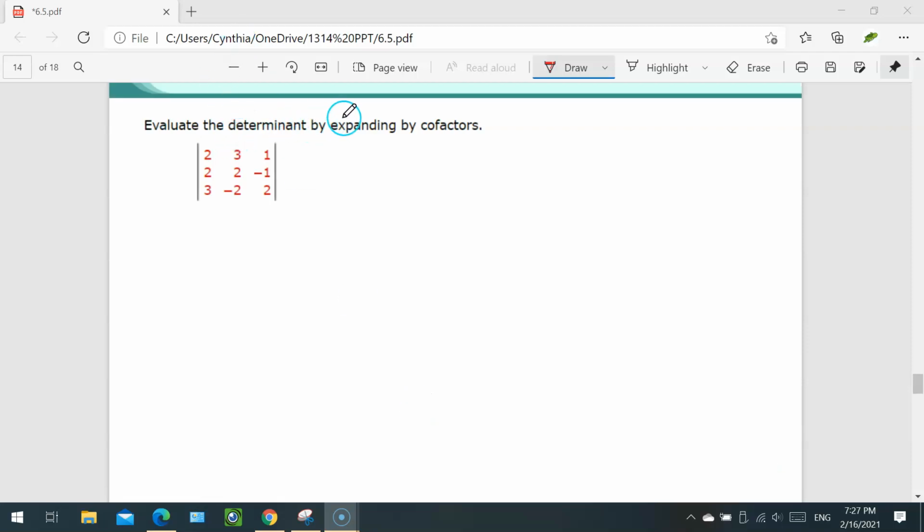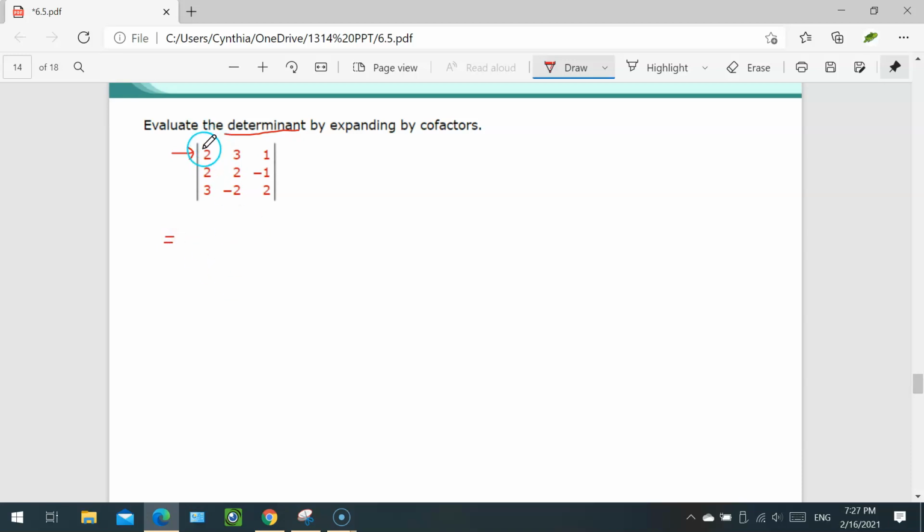Evaluate the determinant by expanding by cofactors. So we solve, which means we are finding the determinant. That's the purpose we learned the cofactor and the minor. So with this example, I'm going to use row 1 because that's the easiest way to solve the problem. So I put the equal sign here.